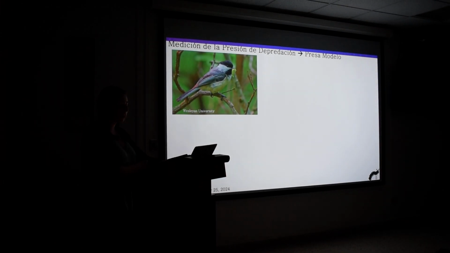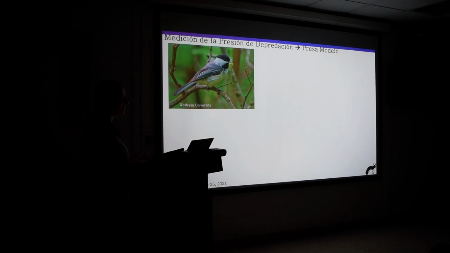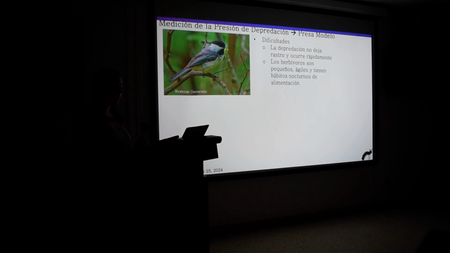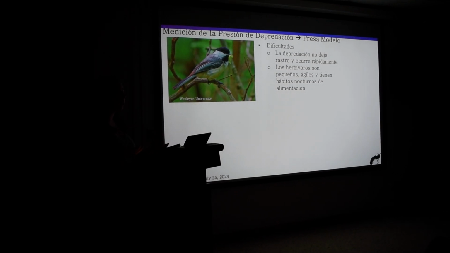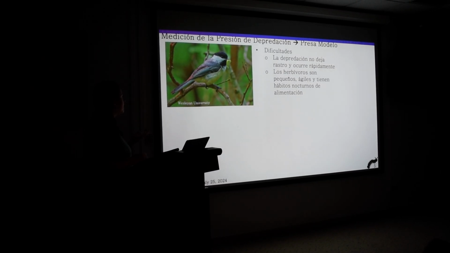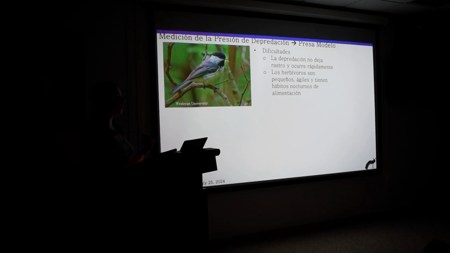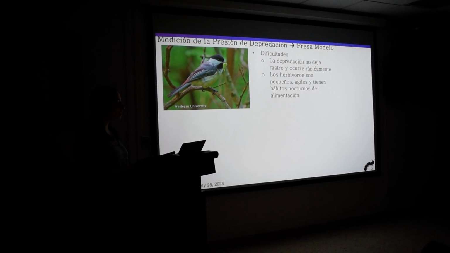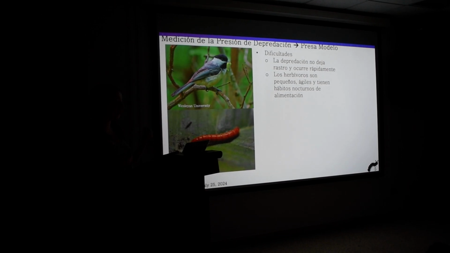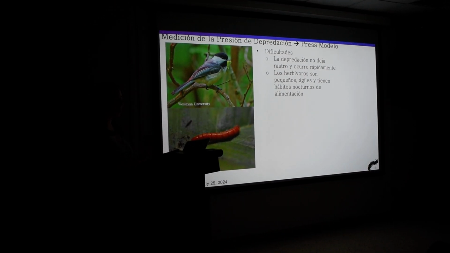And so predation pressure is an integral part of the secondary succession puzzle, and yet insect predation is difficult to observe live, since predation often leaves no trace, so there's very little prey remaining. The event is happening very quickly. The herbivores themselves are small, agile, they have nocturnal eating habits, and so some methods to measure predation pressure often use live prey, such as mealworms, to attract natural enemies.